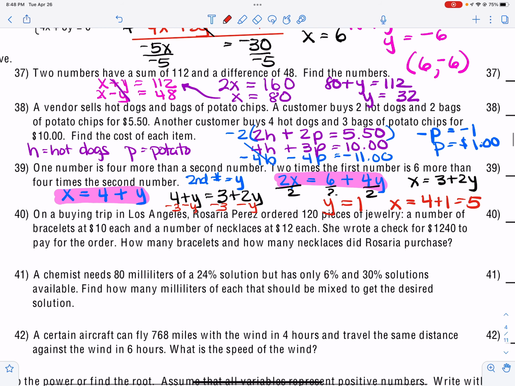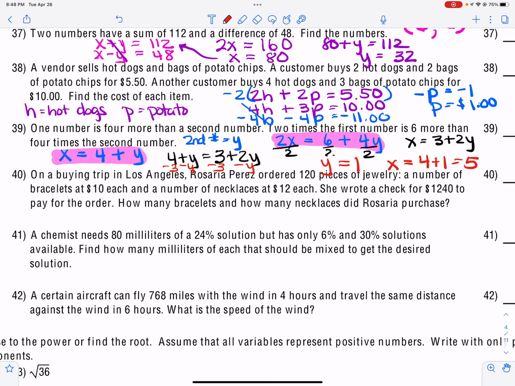All right. The next one we're going to do is talking about jewelry. So we've got bracelets and we've got necklaces, okay? So we know that the number of bracelets and necklaces she ordered was 120 pieces. So bracelets plus necklaces is 120. Then it's $10 per bracelet and $12 per necklace, and she wrote a check for $1240.